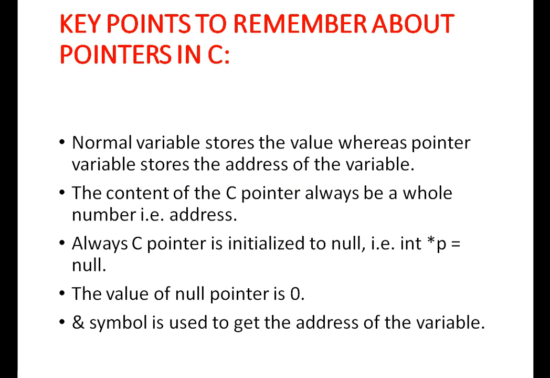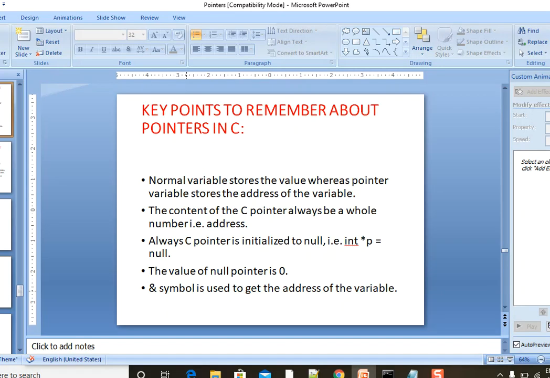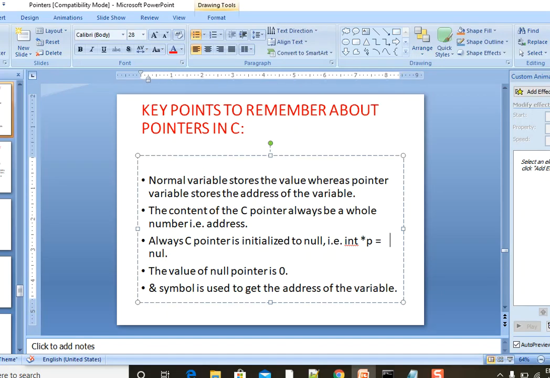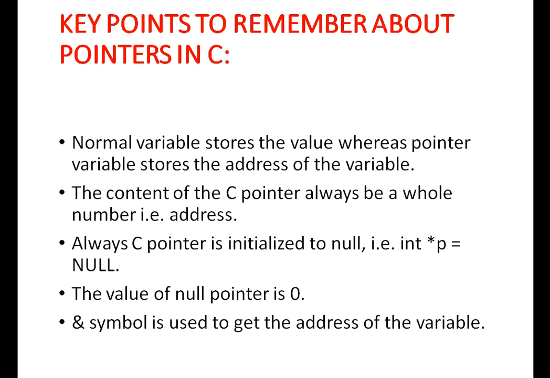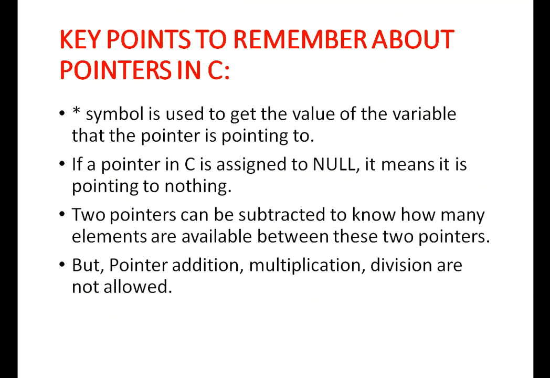And something you should remember: for null we can write int *p = NULL, with capital NULL, and the value of a null pointer is 0. We are using ampersand for the address of a variable, and star is used for two different purposes: to declare a variable as a pointer, and as the value-at operator. So these are the major points to remember. Okay, we'll go with 3-4 MCQs.